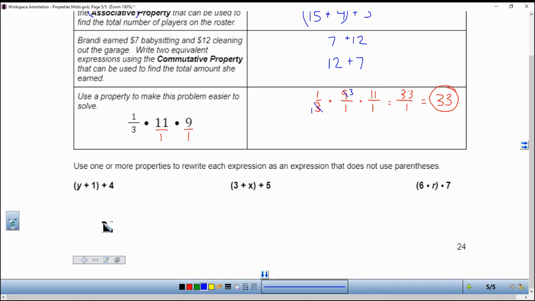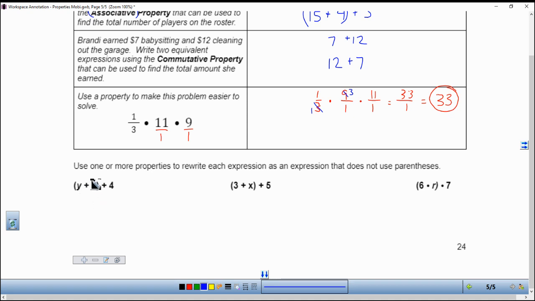All right, so these ones are kind of neat. So at least to me they are. It says use one or more properties to rewrite each expression as an expression that does not use parentheses. So right now all of these use parentheses. And what we're going to try to do is write the expression without using parentheses. So let's look at this one first. We can't just get rid of the parentheses. What we'd have to do is move them around maybe to make it so we can add something together.